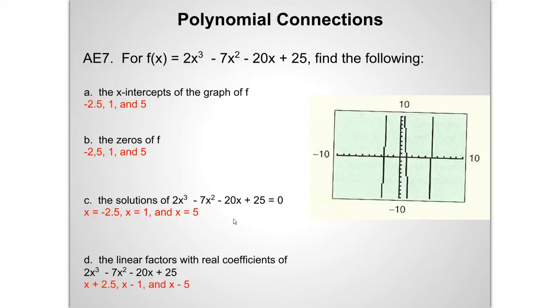And the linear factors with real coefficients would be taken from these solutions: x plus 2.5, x minus 1, and x minus 5. And if you didn't want to have a rational number be one of the coefficients of our linear factors, you could rewrite that as 2x plus 5. Notice if you solve 2x plus 5 equals 0, you'd get x equals negative 2.5. The other ones would stay the same.